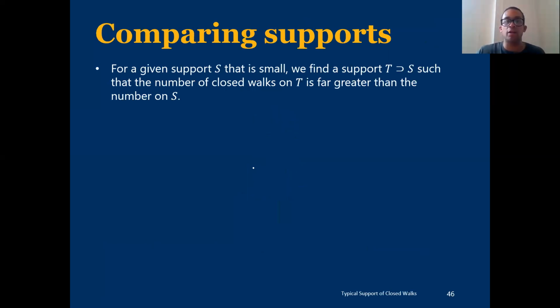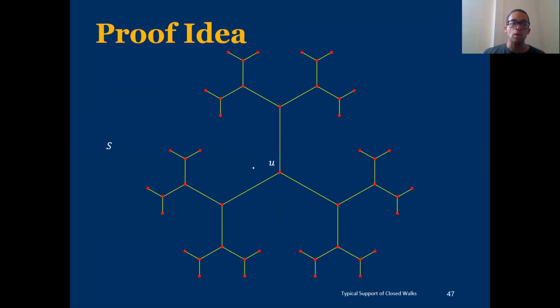So what we end up doing is that we say, okay, let's fix a support. Given a support S, we find a support T that contains S such that the number of closed walks on T is far greater than the number on S. So how do we do this? Well, let's take the induced subgraph on S. The induced subgraph on S is going to have vertices which are of maximal degree on the induced subgraph and vertices that are not of maximal degree on the induced subgraph. And note that this is where we use regularity very strongly.